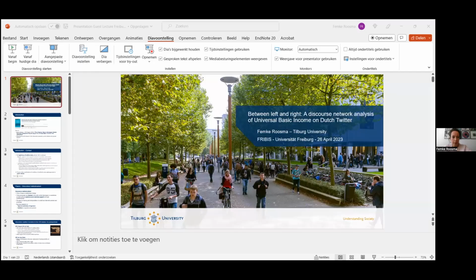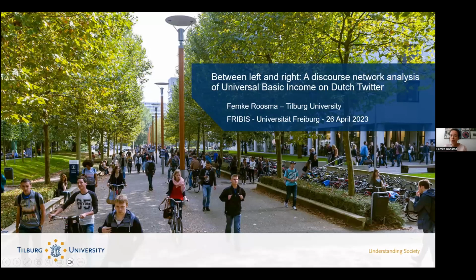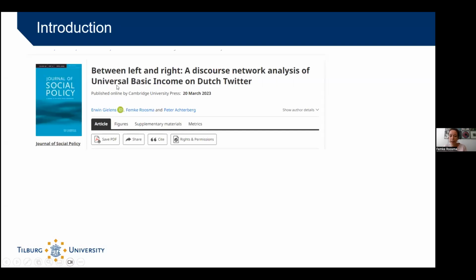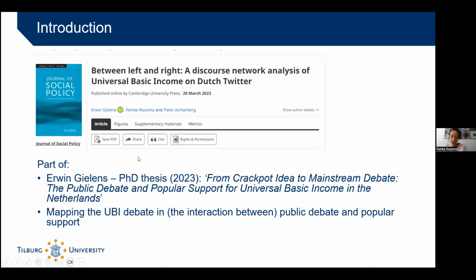Thank you very much, Jurgen, and thank you for having me and being able to share the article and talk about it. I will share my screen to put up the PowerPoint presentation, and I think this will also be shared with you later on. I'm going to talk about an article that is part of a bigger project, a PhD project of Erwin Gielens. The article is called Between Left and Right, a Discourse Network Analysis of Universal Basic Income on Dutch Twitter. As I said, this is part of a bigger project that has resulted in a PhD thesis that will be defended by Erwin Gielens in June.